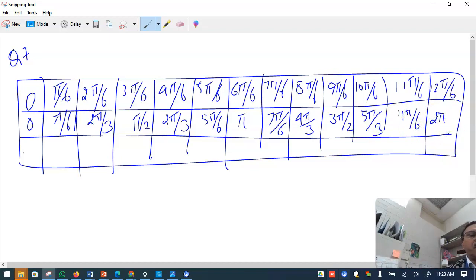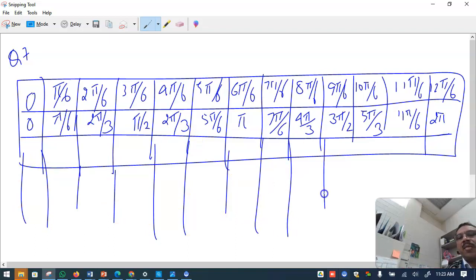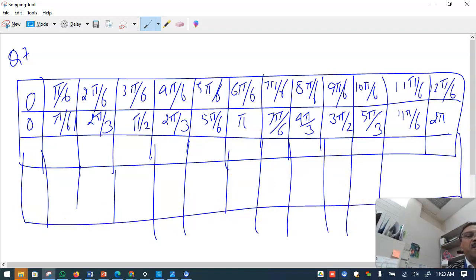Now all you're supposed to write is coordinates. Now what is the meaning of coordinates? You're supposed to write the x coordinate and y coordinate for this. That means you need to write cosine and sine. So this is like x and y. This is like cosine, and this is the sine.